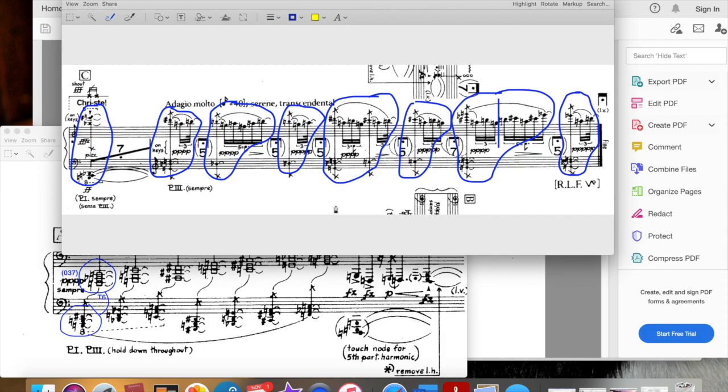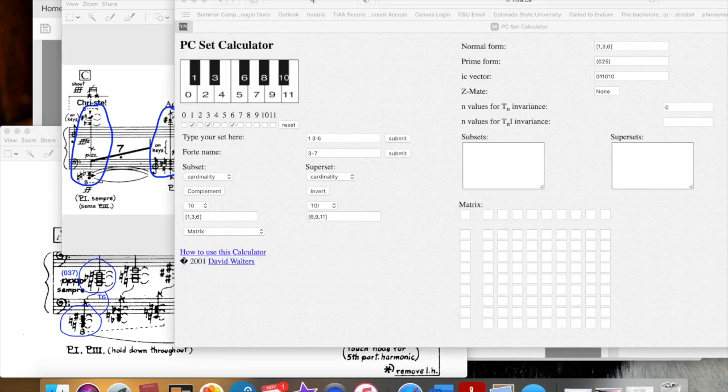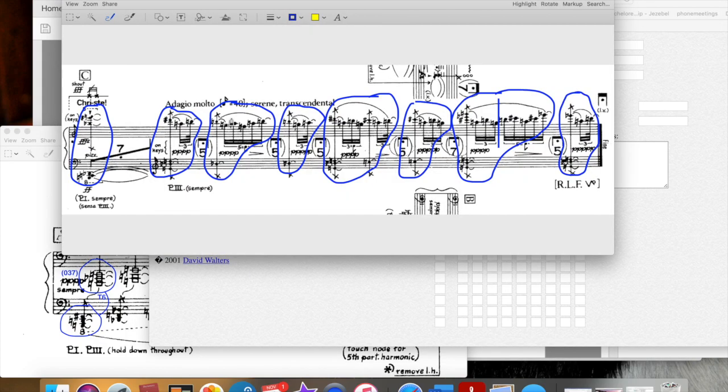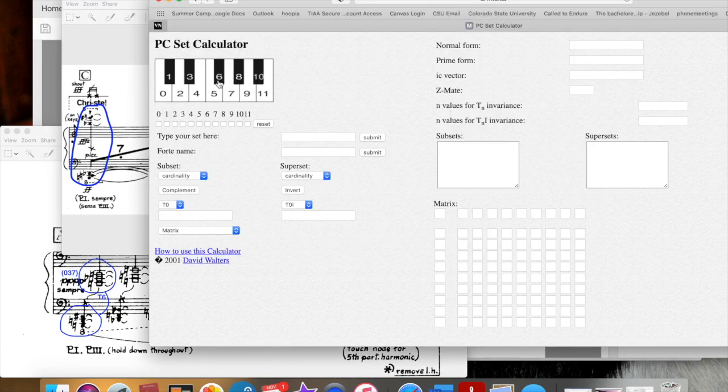So I am going to pull up my set theory calculator to start looking at the first little cluster. And let's go through and we'll do maybe not every single one, but we'll do a bunch of these. So here, and this is a time when you have to get right up next to the score. Sometimes people use a magnifying glass to look. We'll start with the left hand first. So count your ledger lines. That's a D flat.